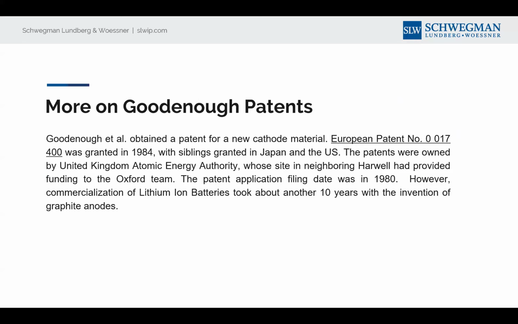Okay, now Goodenough et al. obtained a patent for a new cathode material, which is in the European patent number 0017400. It was granted in 1984 with siblings granted in Japan and the United States. The patents were owned by the United Kingdom Atomic Energy Authority, whose site in neighboring Harwell had provided funding to the Oxford team. The patent application filing date was in 1980. However, commercialization of lithium-ion batteries took another 10 years with the invention of graphite anodes.